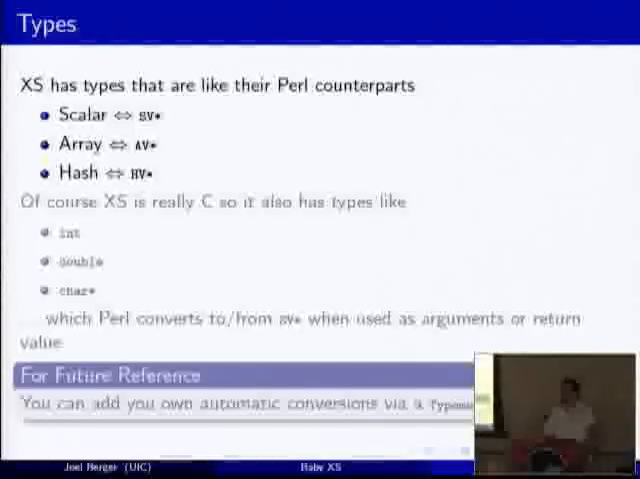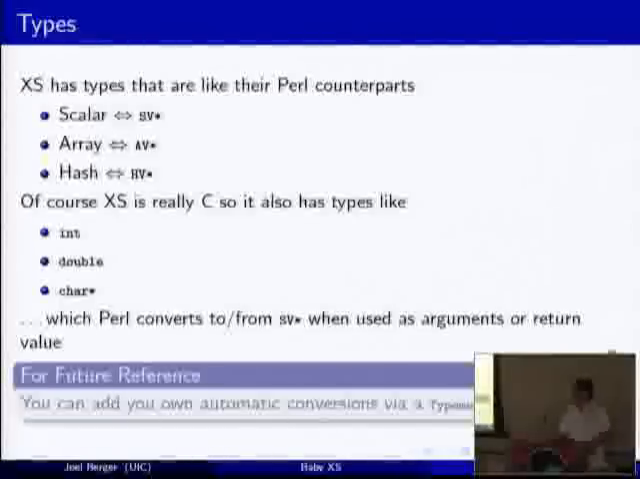But we have these container C objects. So you have a scalar in Perl, you have an SV star in C. And similarly with an array, hash, reference, all the other stuff, globs, they all have these things. You're probably not going to need those yet.